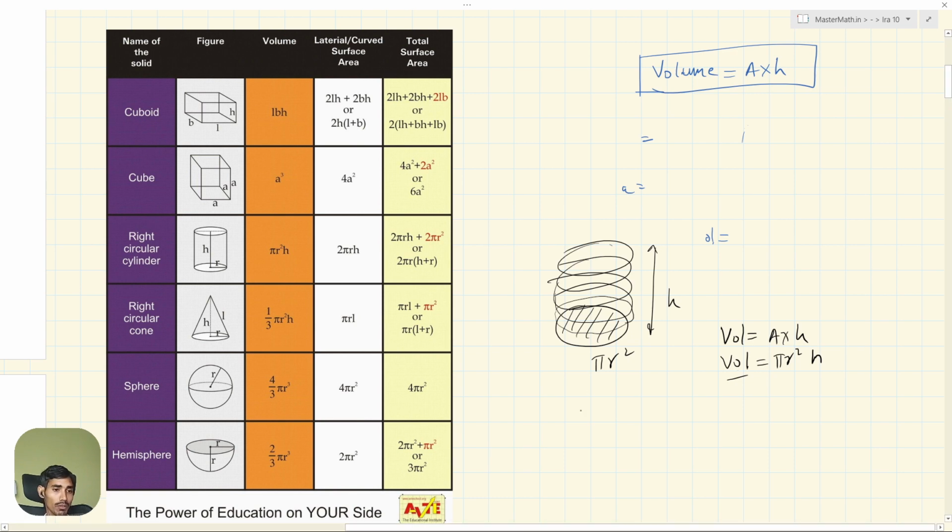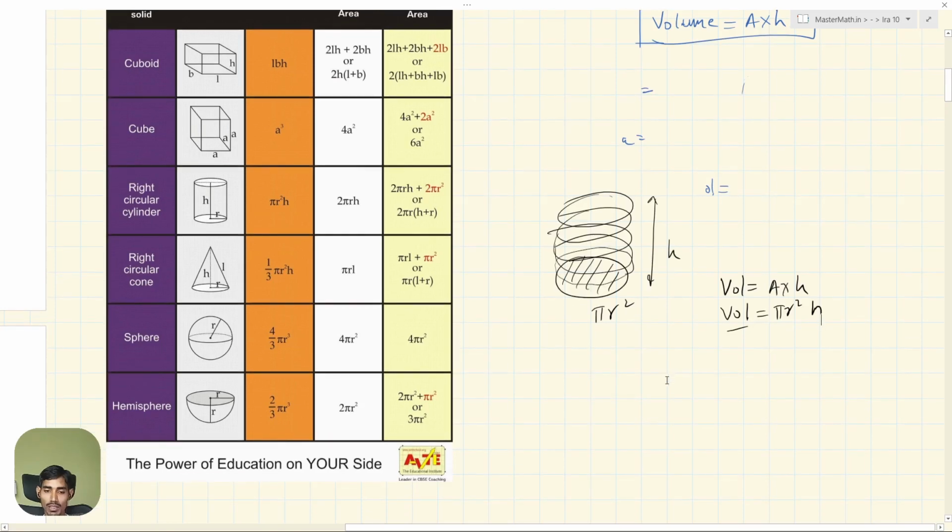Now, if you want to find the curved surface area, because it's a curved object, and the total surface area, let's go to the curved surface area. Any doubts till now, Ira? No, this is very understandable.